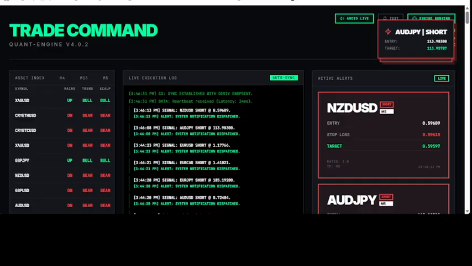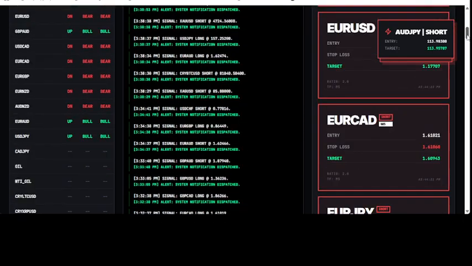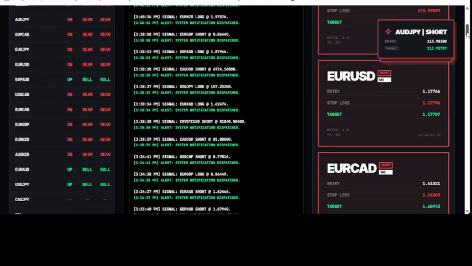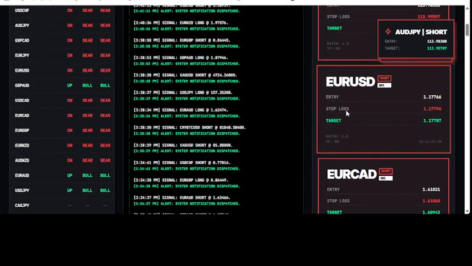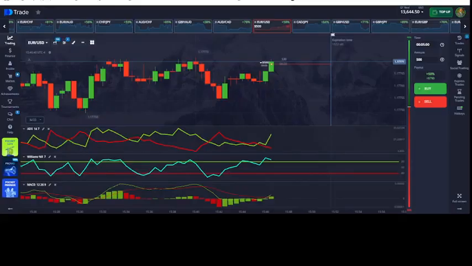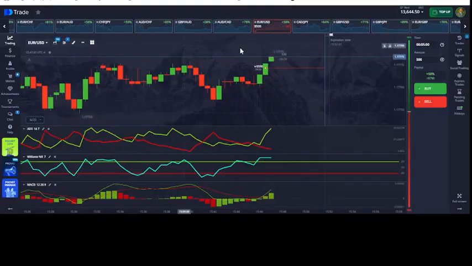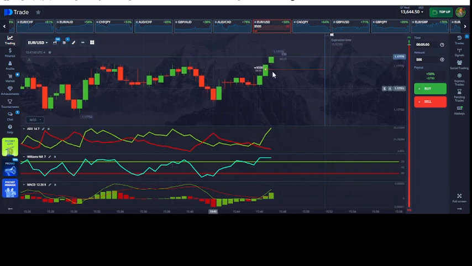Okay, so the bot just gave me a short trade on the euro US dollar right here. Here's the signal right here, a 5 minute short on the euro US dollar. So I went ahead into my account here and I took the short. Currently it's going against us, but let's wait till about 30 seconds left in the trade, and then we'll come back and see the results of this trade.